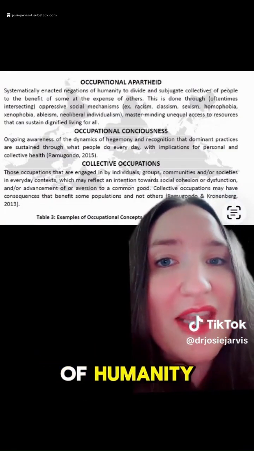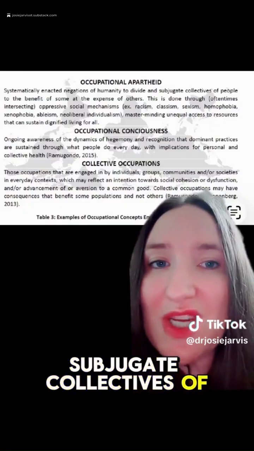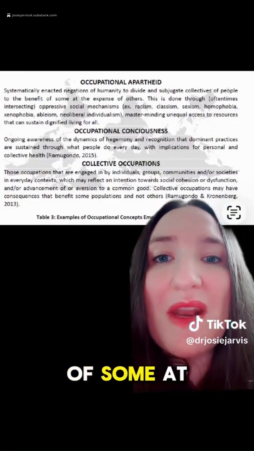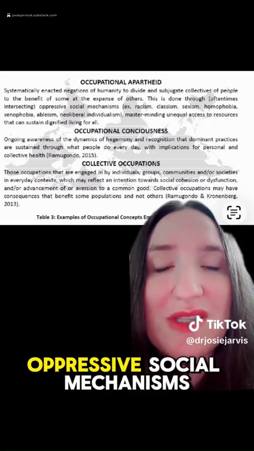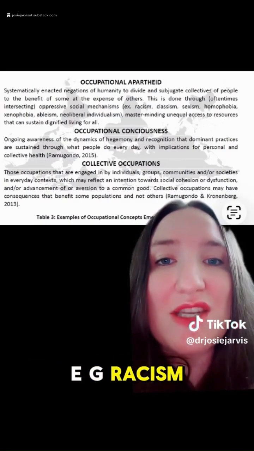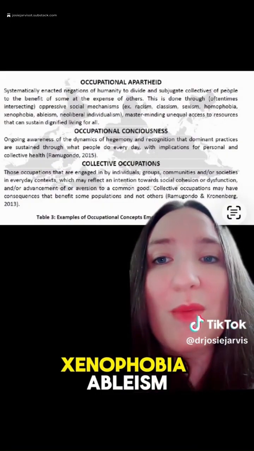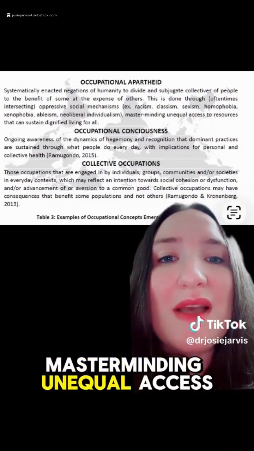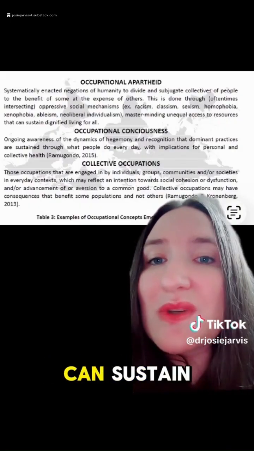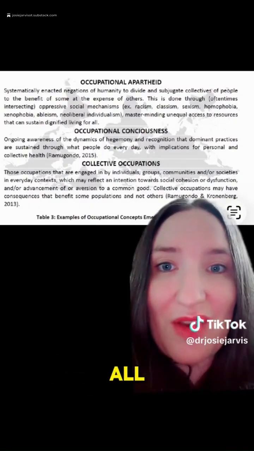Systematically enacted negations of humanity that divide and subjugate collectives of people to the benefit of some at the expense of others. This is done through oftentimes intersecting oppressive social mechanisms, e.g. racism, classism, sexism, homophobia, xenophobia, ableism, neoliberal individualism, masterminding unequal access to resources that can sustain dignified living.